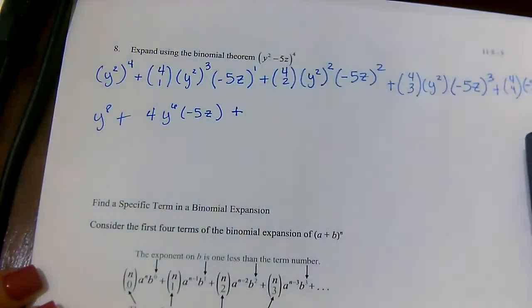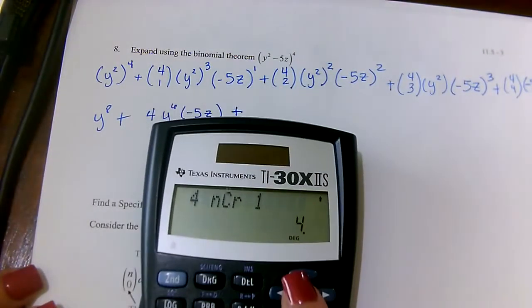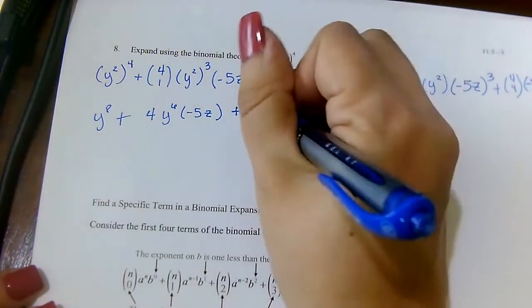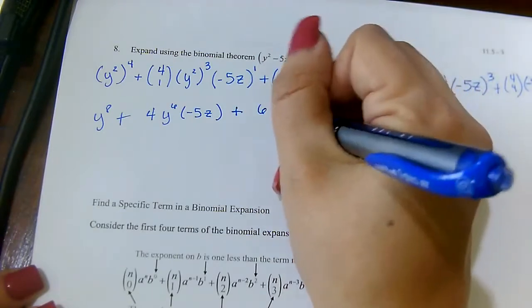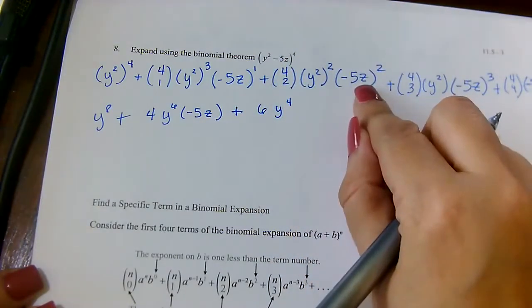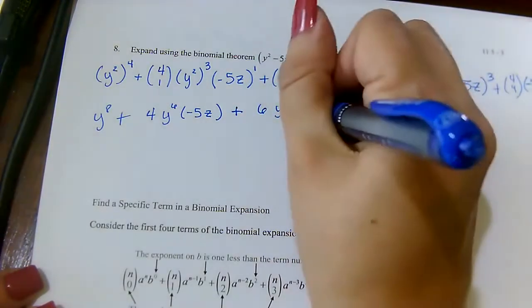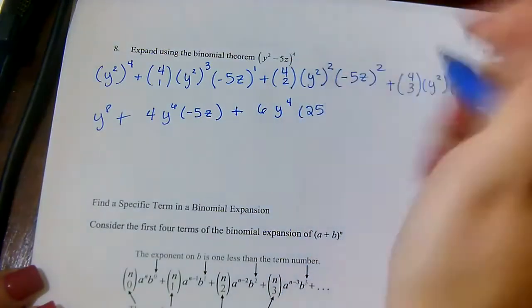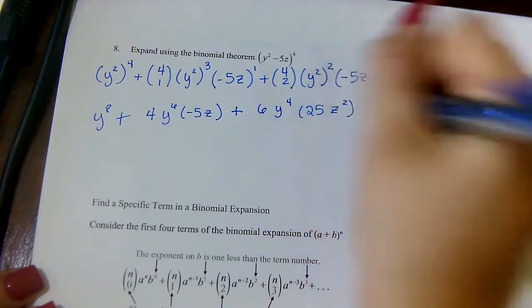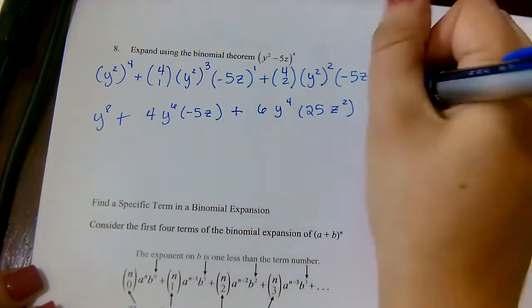Plus 4 choose 2. Let's go ahead and go up. 4 choose 2, you have 6. Multiply y to the 4th, and then square. -5 squared is going to be 25 z squared. Okay, so now we'll simplify this soon.